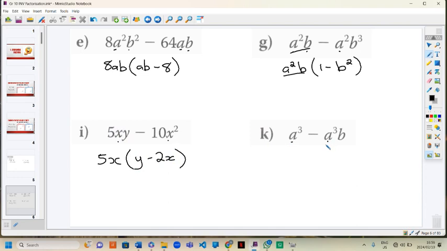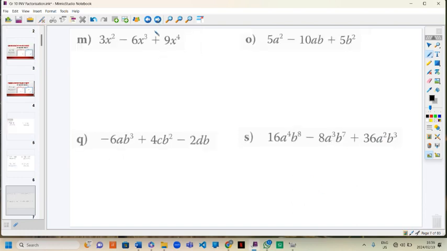Common letter of A to the power of 3. Take out an A to the power of 3. What's left there? 1 minus what's left here? B. So let's just check quickly. A to the power of 3 multiplied by 1 is going to give me A to the power of 3. A to the power of 3 multiplied with negative B is going to give me negative A to the power of 3B. Okay, cool. Moving on.